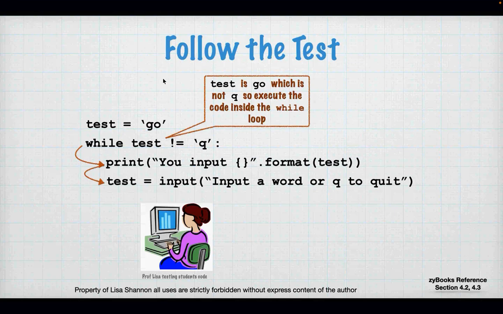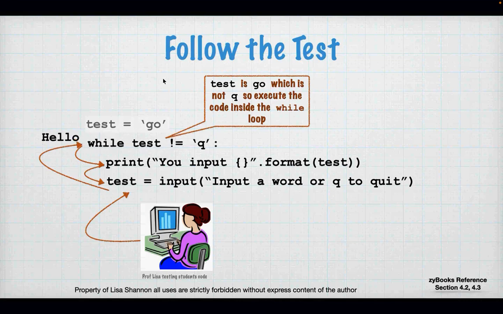Now here's the important part. When I get to this input statement, I'm going to input something, and that is going to change the test value. So test is no longer go. The first iteration is complete. I've come back up to the top of the loop. I've changed the value of test to hello.